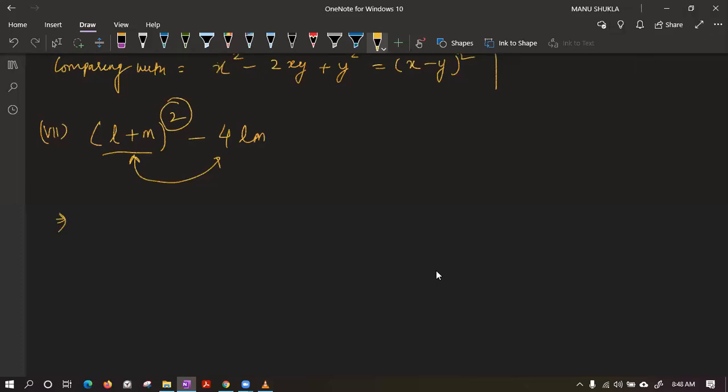So if you simplify this L plus M whole square, what will you get? You will get L square plus 2LM plus M square. And you already have minus 4LM. Class, do we have any like term?